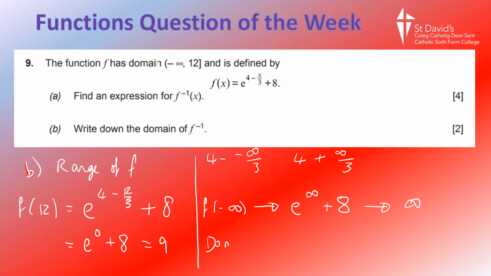So the domain of f inverse, which is the same as this range that I've just found, goes from 9 up to infinity. I like to use the bracket notation for domains and ranges. I find it easiest. I'm going to put a curved bracket on the infinity, as we always do. But the 9 came from substituting in the 12. And if you look back at the 12 in the question, 12 had a square bracket, so 9 will also have a square bracket.